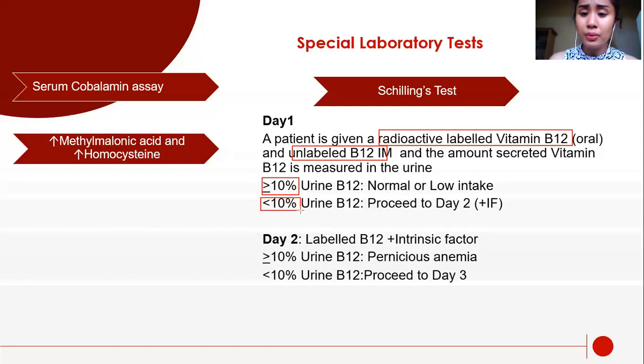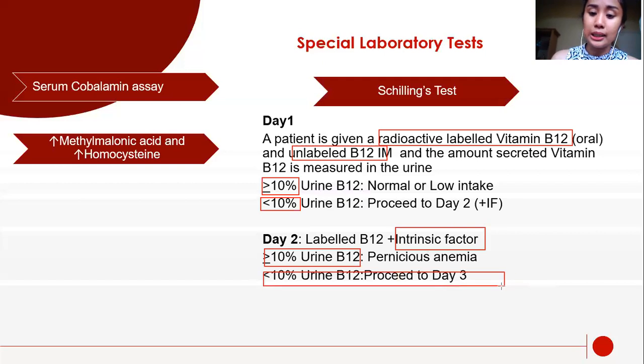And so for day 2, aside from the radio-labeled vitamin B12 taken orally, we also give intrinsic factor. We're trying to correct. Because people with pernicious anemia have antibodies, IgA, that attack the intrinsic factor or parietal cells. So if it's corrected and the vitamin B12 goes up, it's pernicious anemia. Our goal is more than 10%. But if it's less than 10%, proceed to day 3. They can give antibiotics if it's blind loop syndrome.